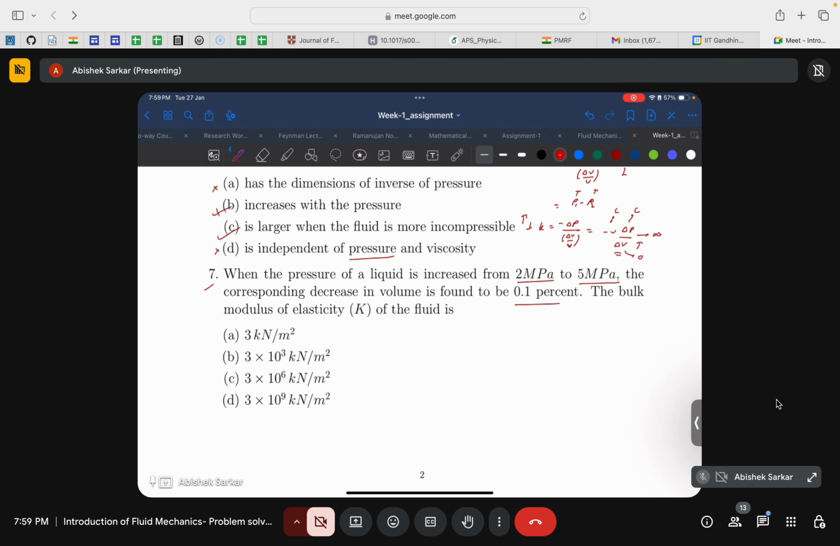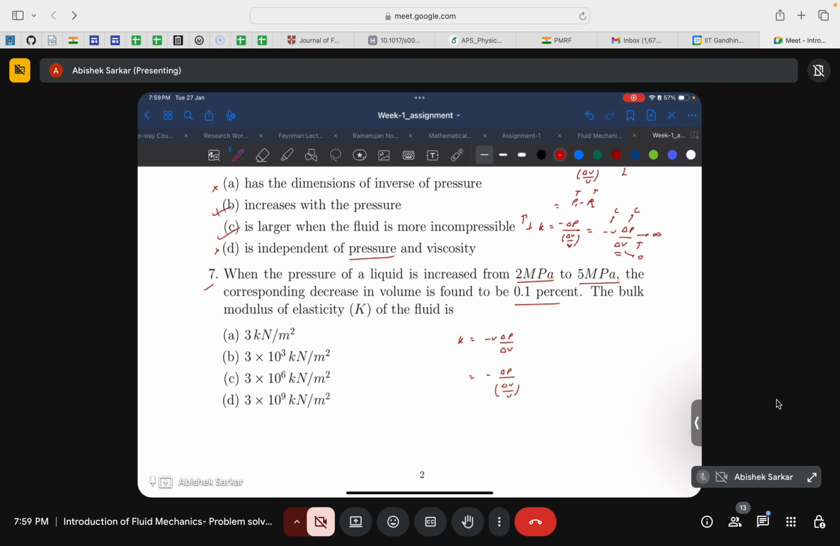I would expect one more student to tell me the answer, then I think we can call it a day. One more student can just try to solve it. It's basically substituting the numerical values here. It will be minus V delta P by delta V. The better way to put it would be delta V by V, because you are given the percentage change in the volume.